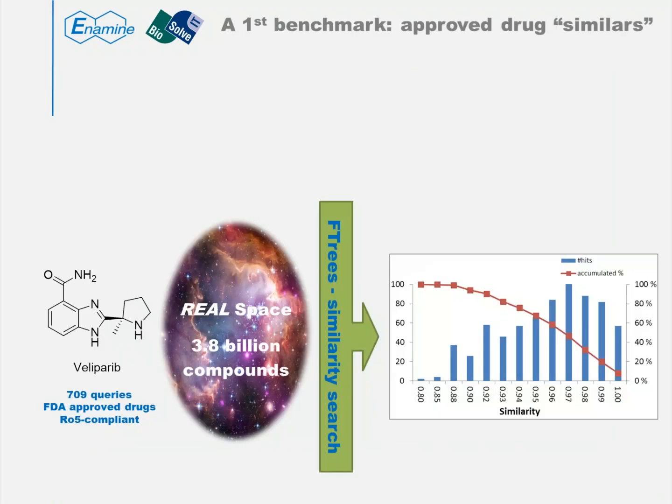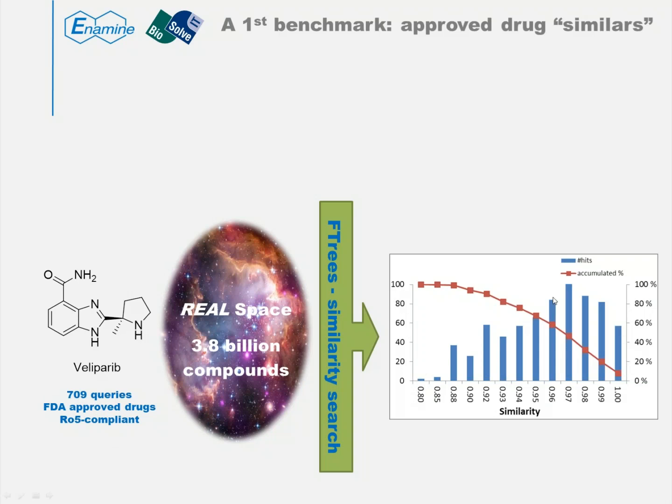And with the current space, we of course wanted to find out, do we find drug-like molecules? And to do such a benchmark, we went to the FDA approved drugs and filtered them to those that are Rule of 5 compliant, to leave out the very small ones like just magnesium, or the very big ones like the steroids. And took 709 of those molecules and searched them in the REAL Space. And you see here, these are the numbers that we have found.